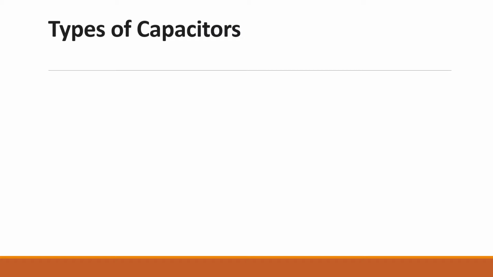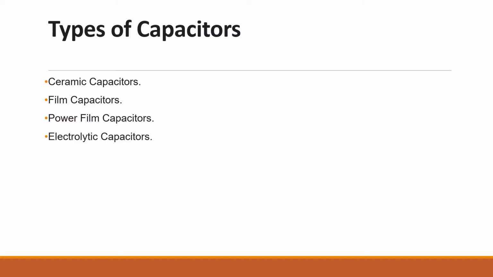So we are discussing the passive components, and today we are going to discuss the calculation of capacitor values. There are various types of capacitors: ceramic capacitors, film capacitors, electrolytic capacitors, power film capacitors, etc. But today specifically we are going to discuss the value calculation of ceramic capacitors.